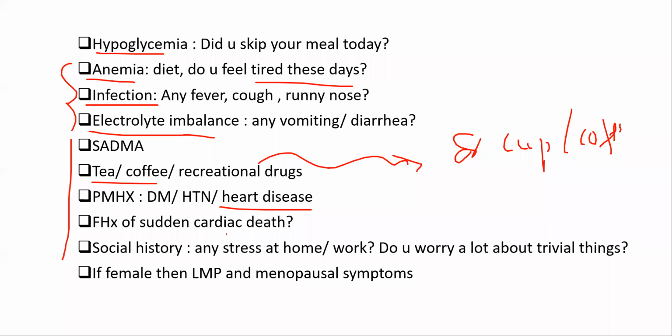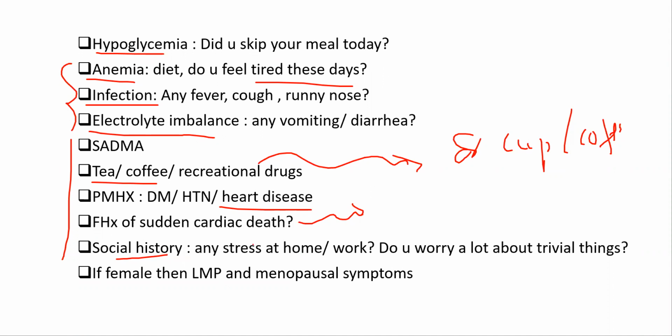Any family history of sudden death due to any heart-related causes. Why are we asking it? Because many times sudden cardiac death in the family suggests there might be something going on, like it could be HOCM, could be prolonged QT syndrome, or some other arrhythmia. We also need to rule out possibility of anxiety or a stress disorder.